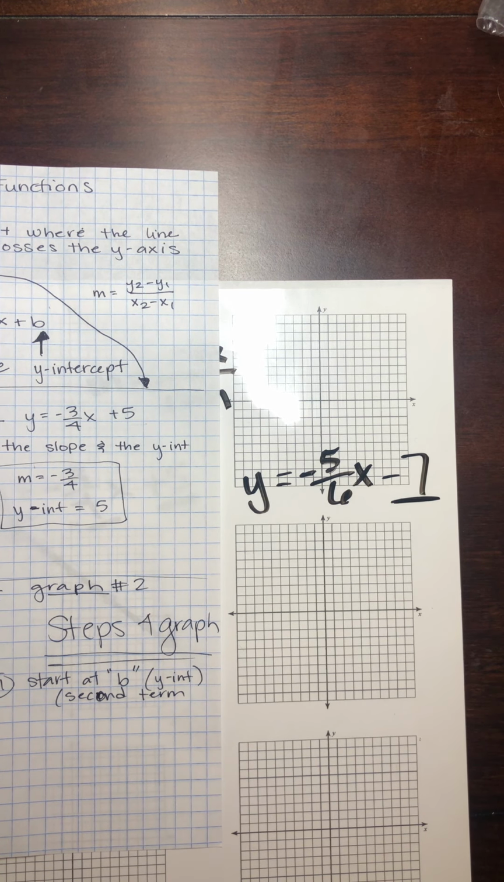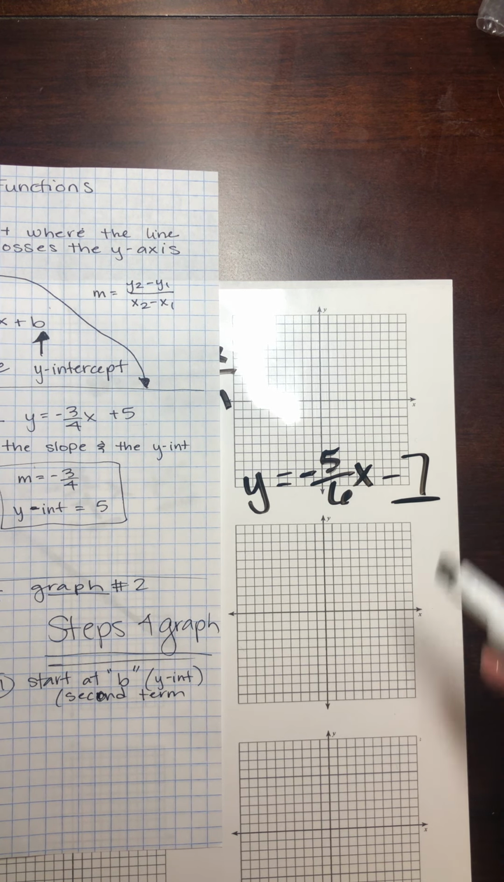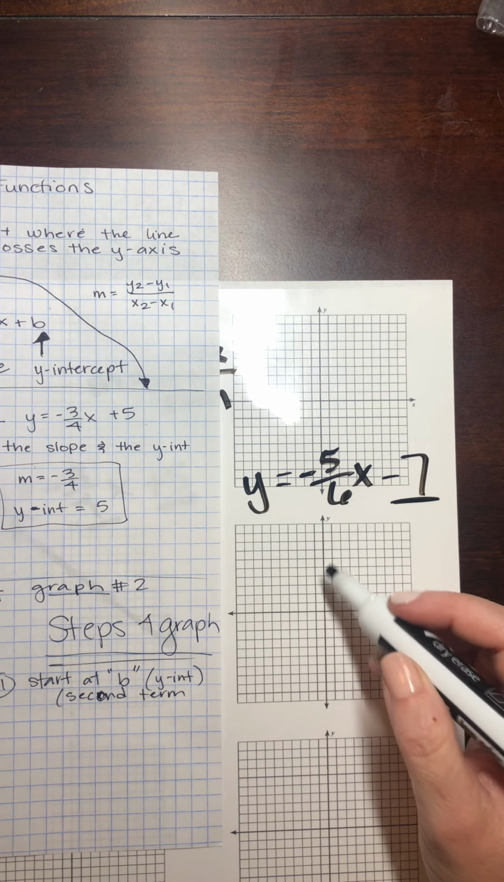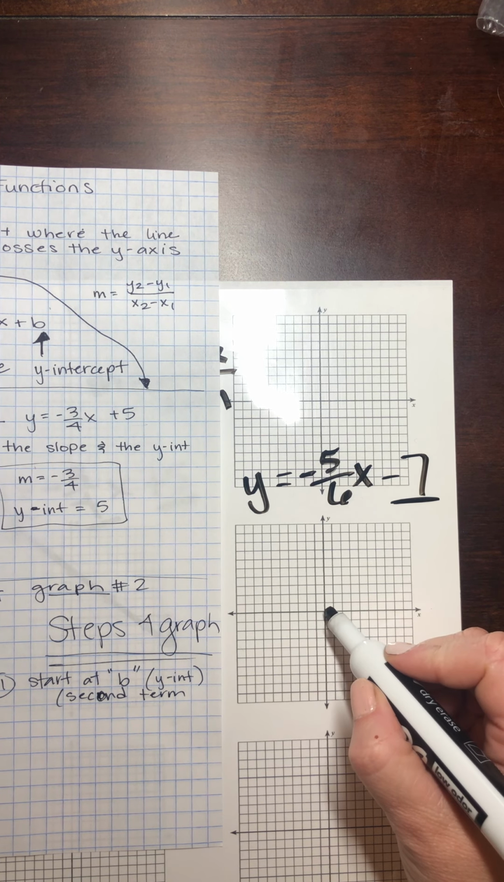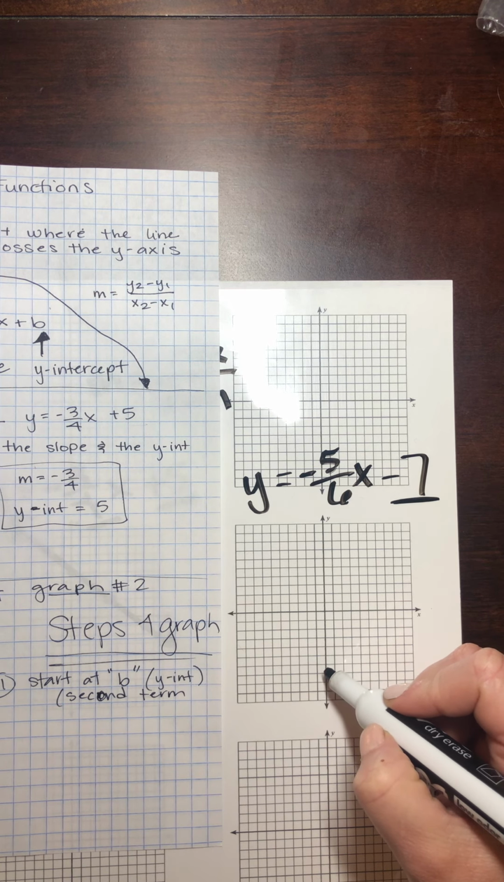And if it's a fraction, we can still graph and start at a fraction, right? If it was negative 7.5, then we would go a little bit past 7, halfway to 8. So negative 7, this is on the y-axis, so I'm going to go down 7. 1, 2, 3, 4, 5, 6, 7.